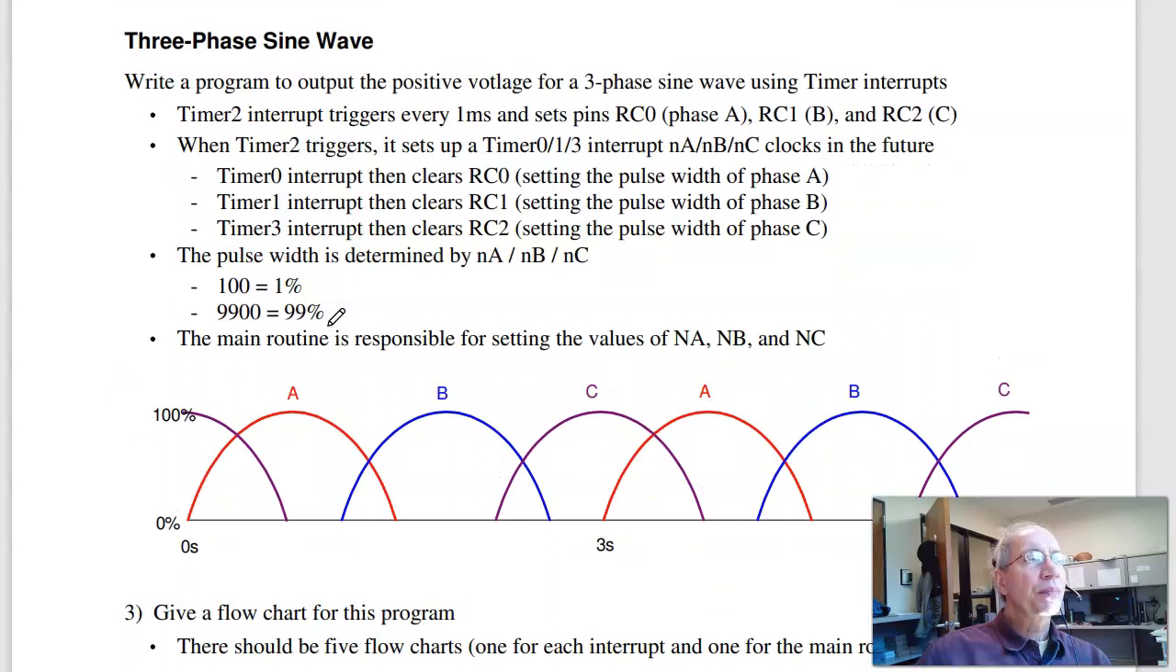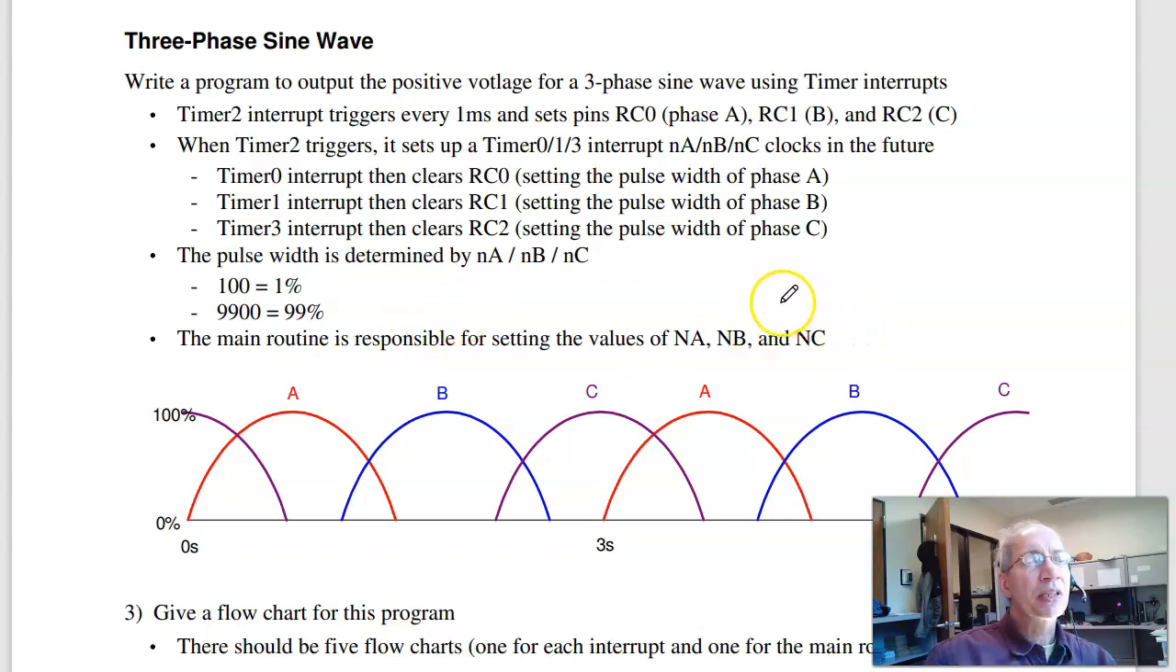Problem 3. Okay, in this third one, I want to output a 3-phase sine wave. That's something that you need to drive 3-phase AC synchronous motors. So how do I do that? Well, I'm going to use 4 different interrupts. Timer 2 just keeps track of time in milliseconds. Timer 0, 1, and 3 generate the pulses.